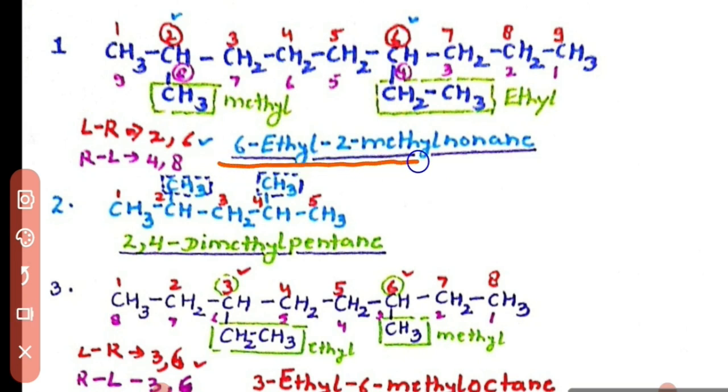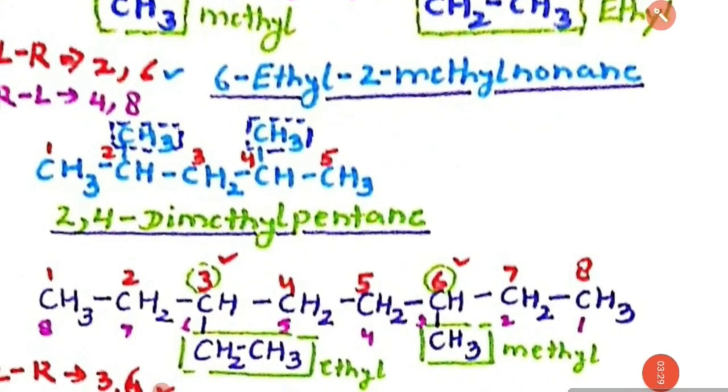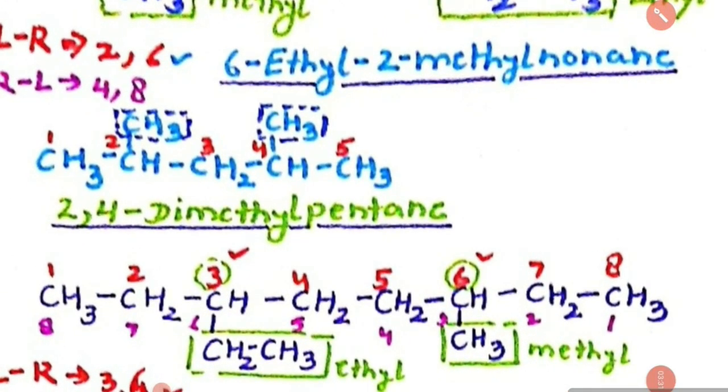Now you have to arrange the prefixes in alphabetical order irrespective of the position of the locant. Here ethyl comes first as compared to methyl, that is, by the first letter of the name of the alkyl group, and hence the name of the compound will be 6-ethyl 2-methyl nonane.